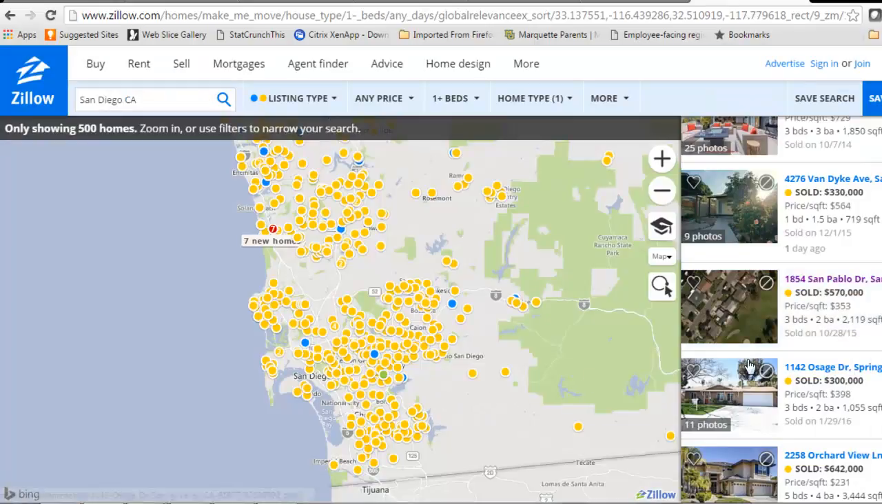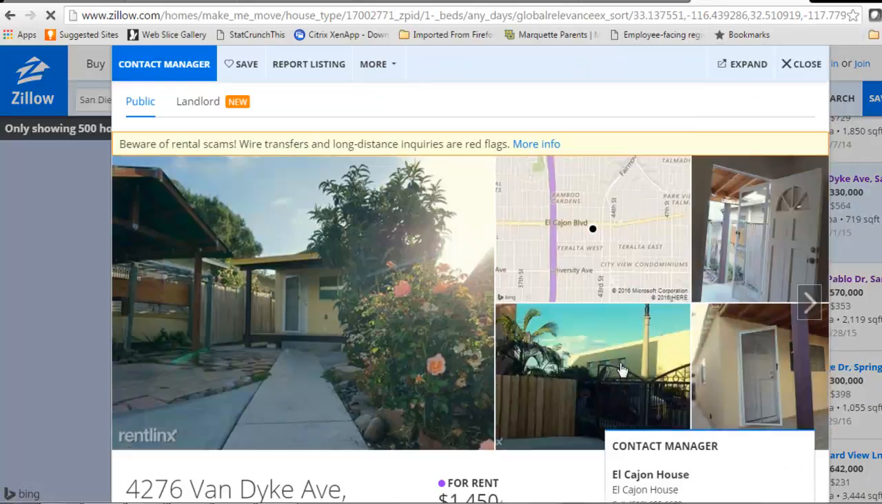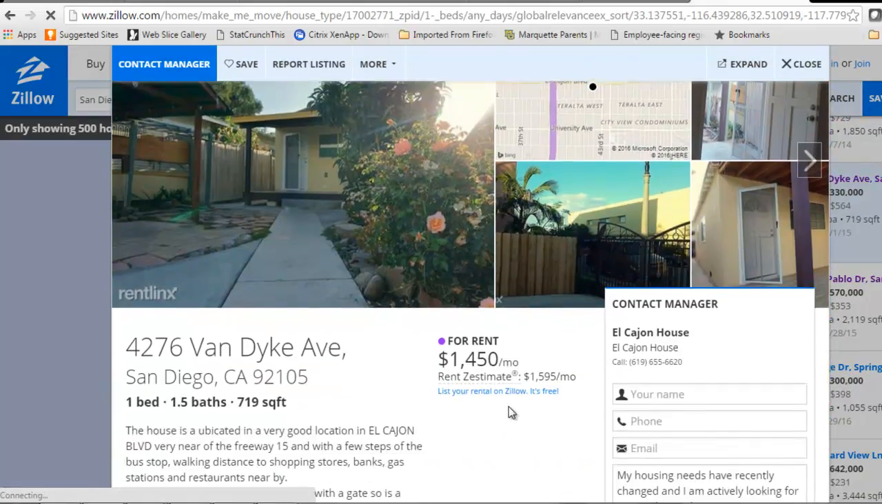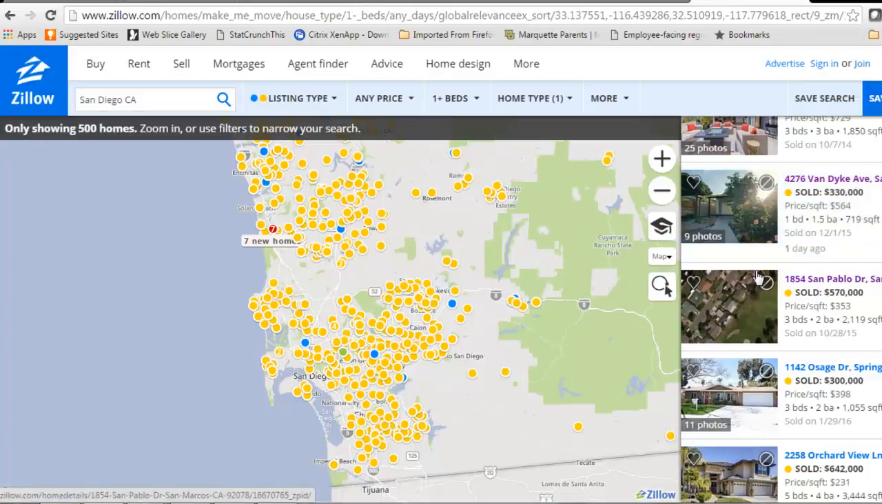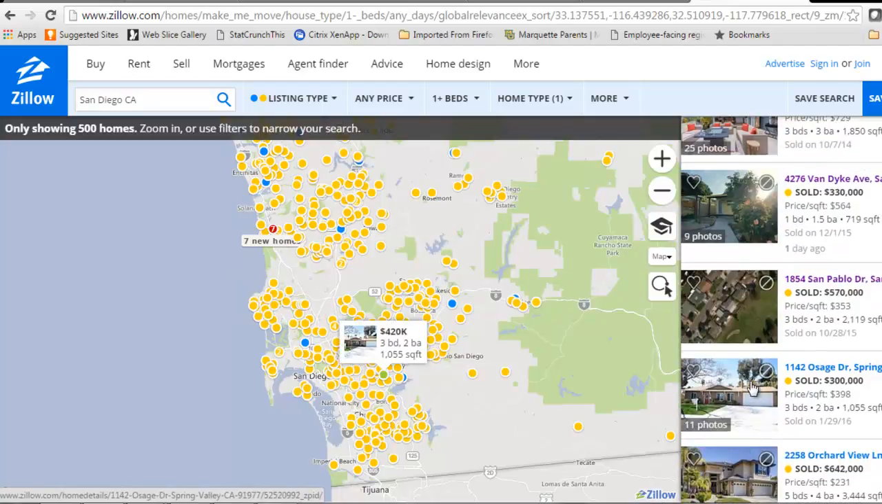I'm going to stick with a 3-bedroom, 2-bath because it seems to be pretty common. Oh, there's a 1-bedroom. Sold for $330,000. Oh, it was a rental. That doesn't help us. So let's stick with 3 bedrooms, 2-bath, right?